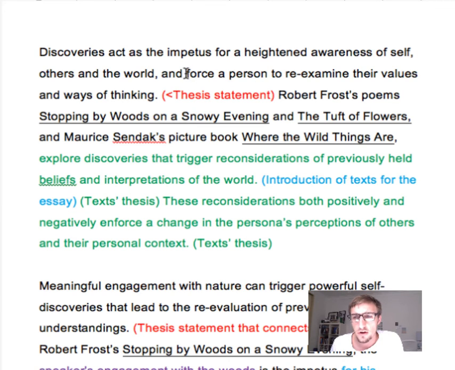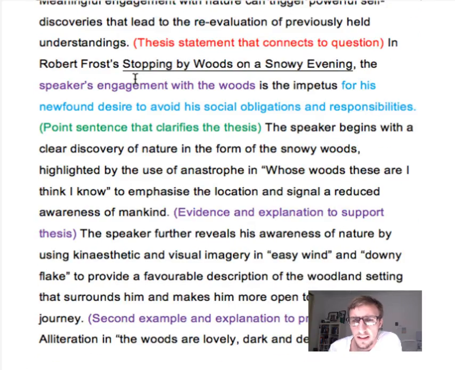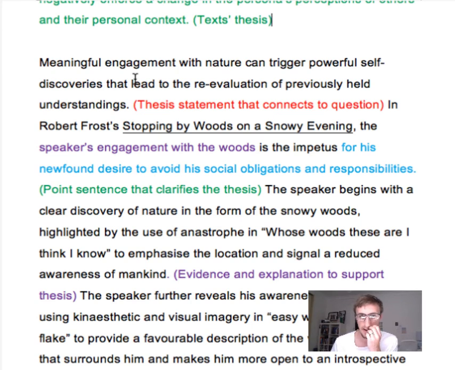So here I'm talking very generally about how they force a person to re-examine their values. And here I'm talking about that these reconsiderations, which can be both positive and negative, enforce a change in the persona's perceptions of others and their personal context. Here I'm focusing that these texts focus primarily on their perceptions of others and the world that's around them, so their personal context. Okay, let's have a look quickly again at the body paragraphs.